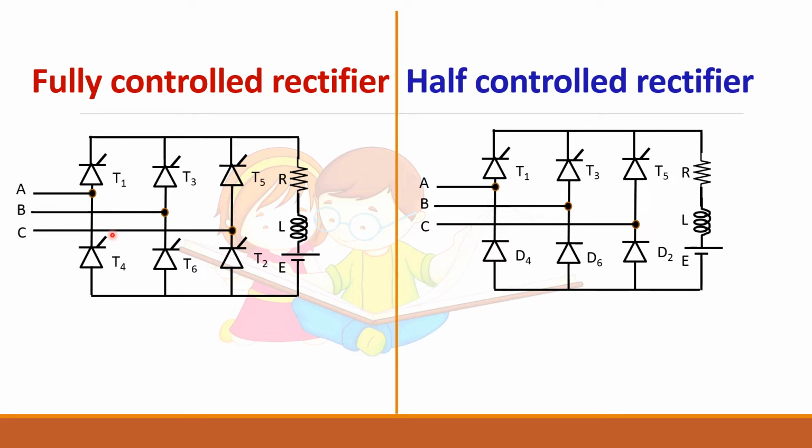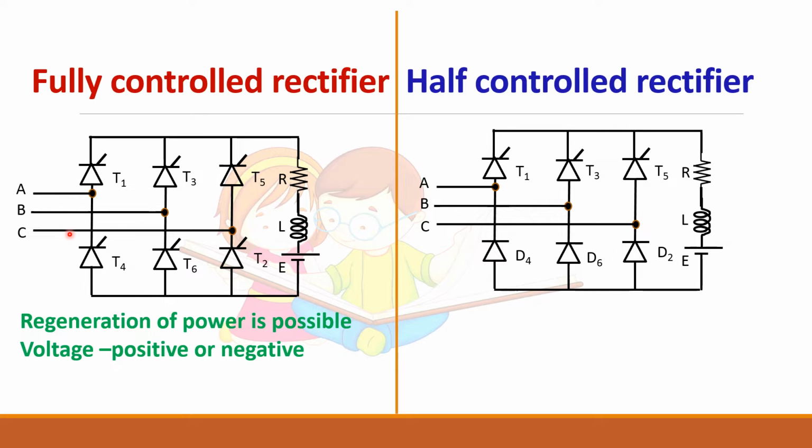So the basic difference between a fully controlled rectifier and a half-control rectifier is that here, in the fully controlled rectifier, regeneration of power is possible. That is, power can flow from AC side to DC, or it can also flow from DC to AC. So voltage can be positive or negative. That is, the average voltage can go positive or negative.